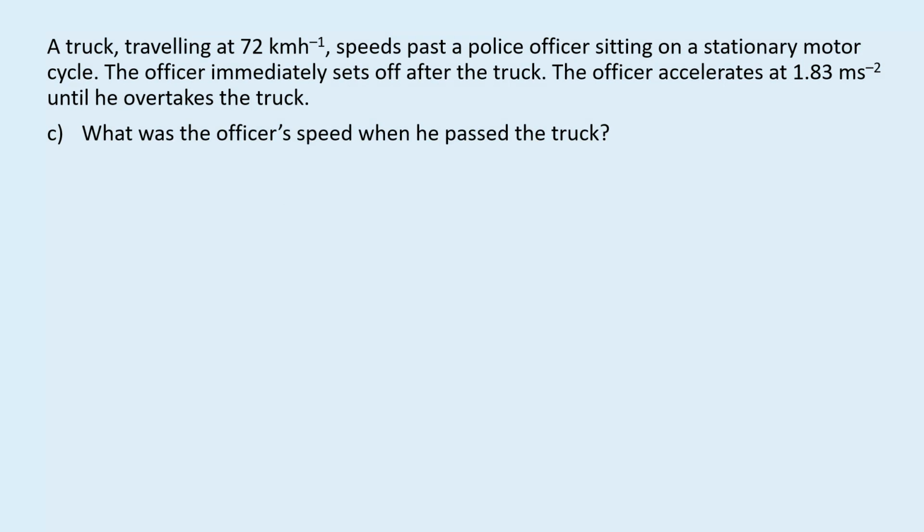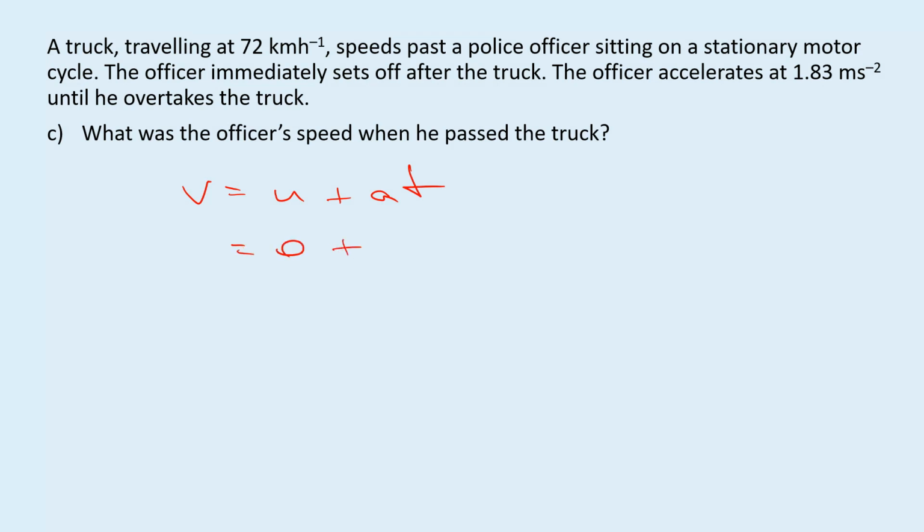Right, final part of this question, this problem set. How fast was the officer going when they passed the truck? Right, just like part B, which is a fairly straightforward one, so is this, because we have all the data we need, and it's simply a matter of plugging it into our equation. Our equation is going to be V equals U plus AT. Now, of course, the officer was stationary at the start, so U, the initial velocity, is 0.